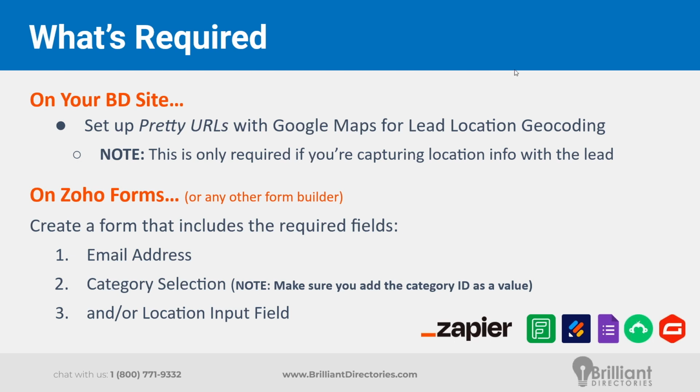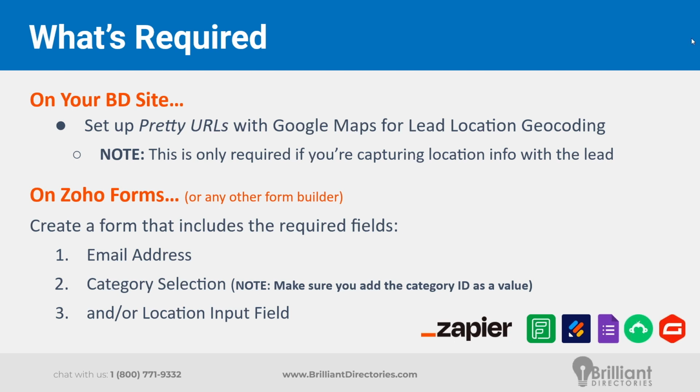This is important here. Yeah, so there's only a few important items that do need to be included when you're setting this up, and it's pretty simple. On your Brilliant Directories site, if you're going to be capturing location information with these lead submissions, so if you're going to be asking the submitters for a zip code or an address, if that's applicable to the lead, then you're going to want to set up pretty URLs with Google Maps for the lead locations to be geocoded. And we do have a support document that will walk you through how to do that.